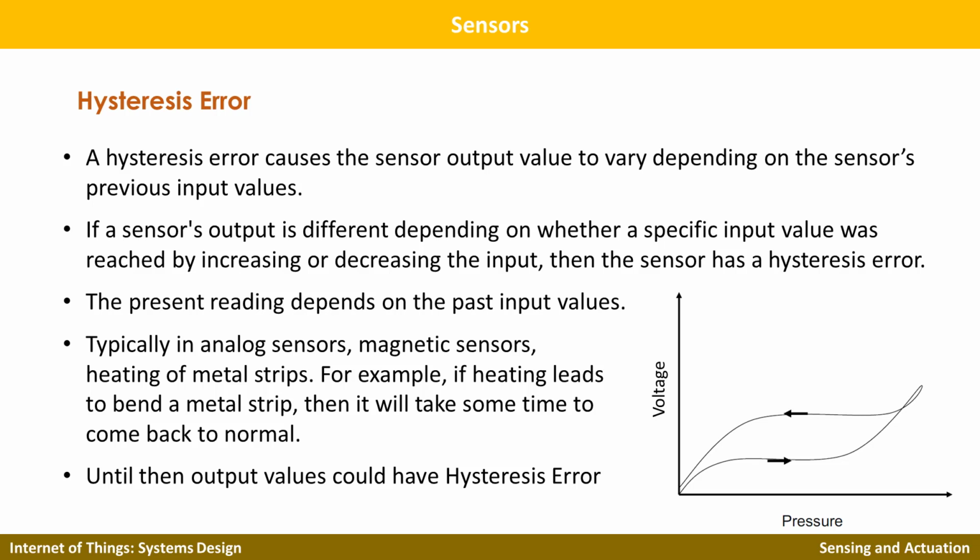Typically, these kinds of errors could happen in analog sensors such as a magnetic sensor. So if you are heating something that leads to bending a metal stripe, then it will take some time to come back to normal. Until it comes back to normal, the output values could have some hysteresis error.